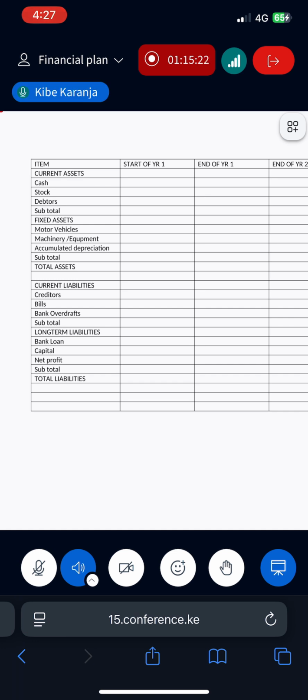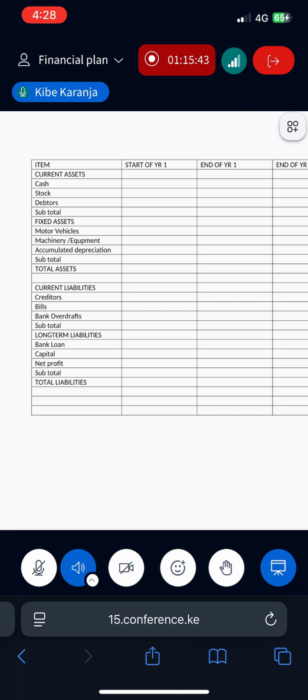So your balance sheet will look like this. I believe everybody can now read. It will have about 4 columns, one more item. Then it will have the beginning of year one and end of year one. Then end of year two.